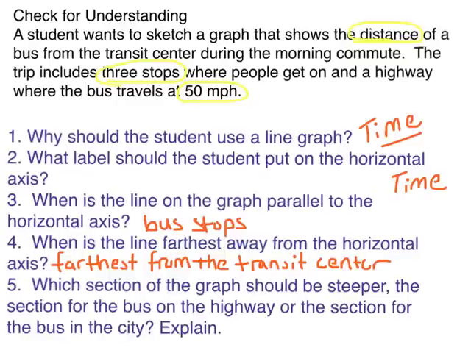And number 5, what section of the graph should be steeper? The section for the bus on the highway or the section for the bus in the city? Well, the steepness means that it's going away faster, so the fastest speed would be when it's on the highway.